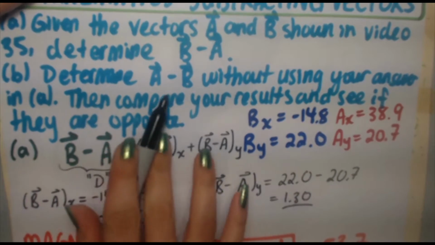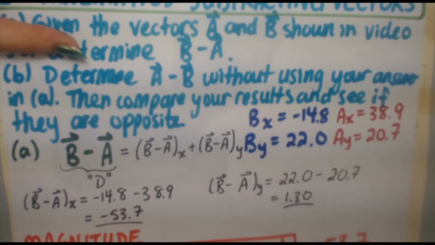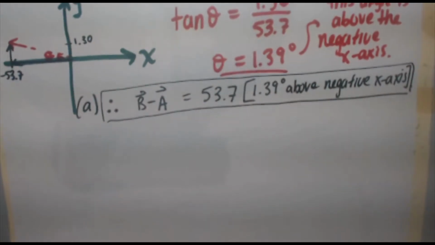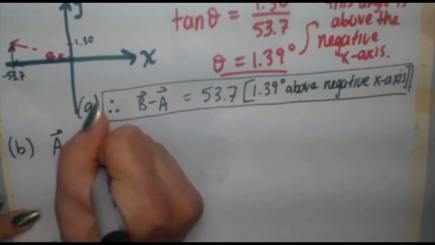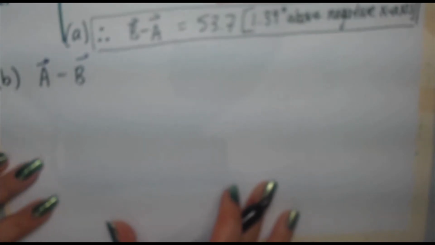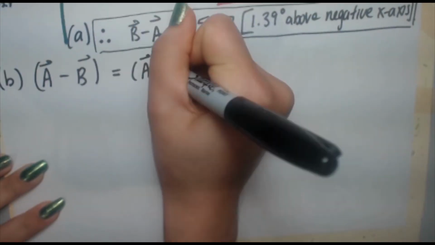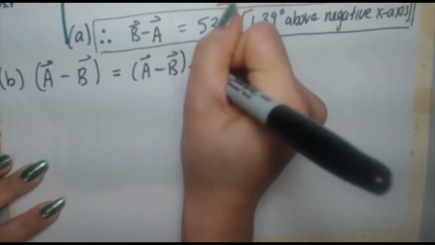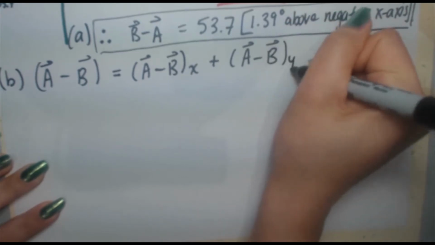Part B now wants us to determine A minus B. So you already know what to do. We have to just determine that using the same process. It doesn't want us to use our answer to solve it. So let's do A minus B and then compare it to B minus A. So A minus B, same as before, is going to be made up of components. It's going to have an x component, it's going to have a y component. So whatever this new vector is, it has an x part, and it has a y part.